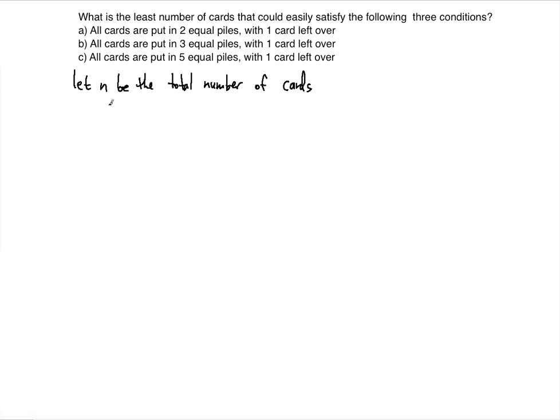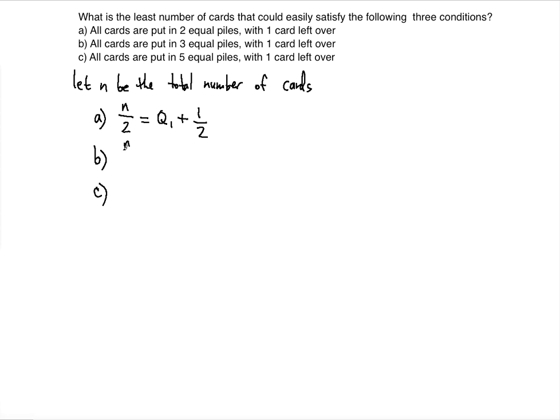So if we divide this n, with situation A, we can have an equation n divided by 2, because we're told that it's put into two equal piles. If you divide this by 2, you will get a quotient, let's label it quotient 1, plus the remainder, and the remainder is indicated by one card left over. So it's going to be 1, and the remainder must also be divided by the divisor. Same thing for B and C.